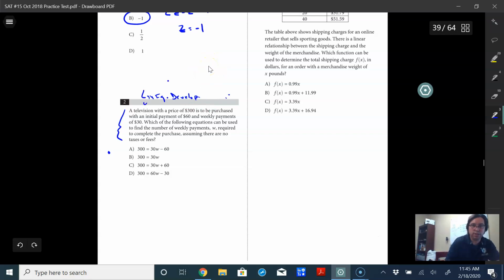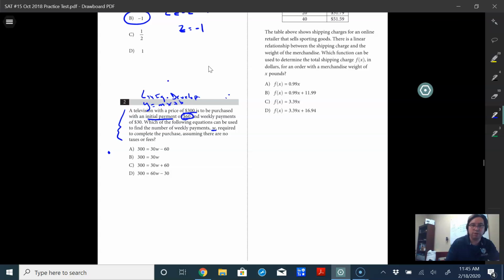So we see that it is going to be in y equals mx plus b. So we're looking for the y, the m, and the b values here. A television with a price of $300 is to be purchased with an initial payment of $60. So we can see $60. That's what we're having to pay. And weekly payments of $30. Which of the following equations can be used to find the number of weekly payments, W, required to complete the purchase, assuming there are no taxes or fees?